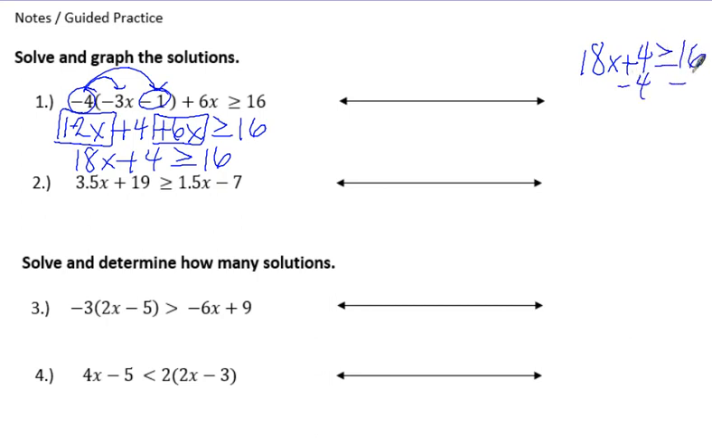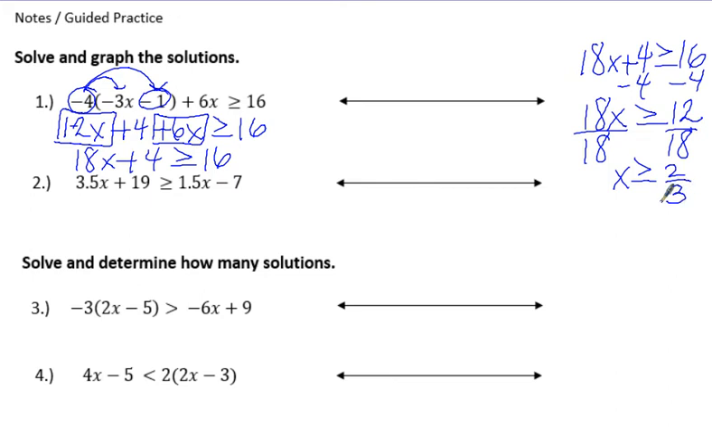So I'm going to subtract 4 just like an equation. 18x greater than or equal to 12. And then I'm going to divide by 18. X is going to be greater than or equal to, I have to reduce by 6, so we're going to get 2/3.